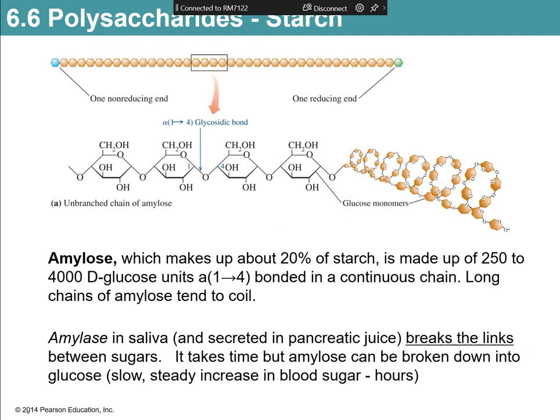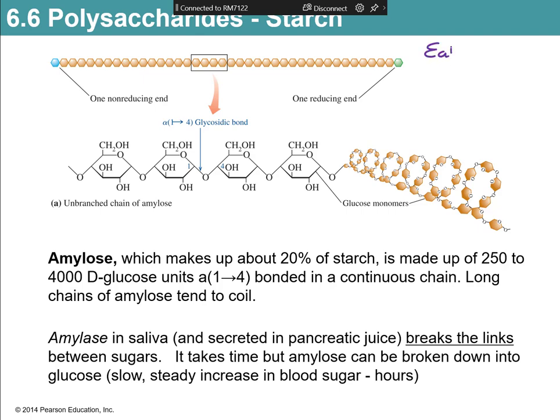So here's the alpha 1 to 4. Amylose is pretty big. It actually tends to make a coil. See the chain they did in yellow? They did one as just a long chain, just to show you that it would be glucose linked to glucose linked to glucose. All those would be alpha 1 to 4. But because of this shape, they tend to form an interesting looking coil.